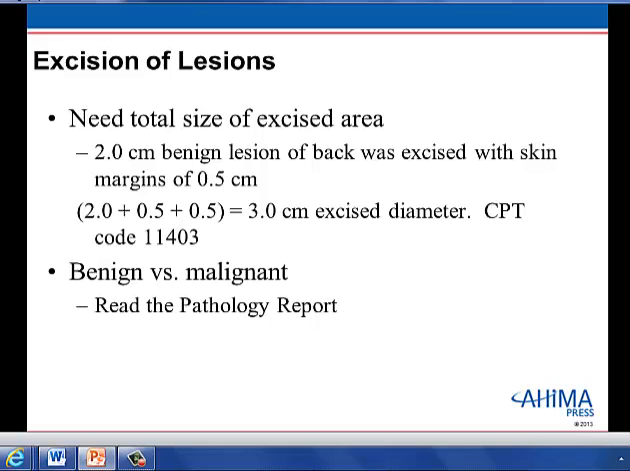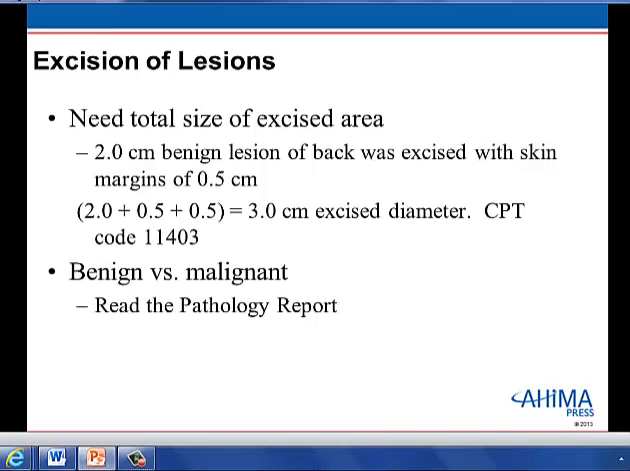Excision of lesions. There are two separate code ranges that can be found in this subsection to describe the excised site for benign, 11400 through 11471, and malignant, 11600 through 11646. To accurately code excision of lesions, the coding professional must be able to answer certain questions. Is it malignant or benign? What site or body part is involved? How large is the excised area in centimeters, including margins if applicable? And what kind of wound closure was performed?